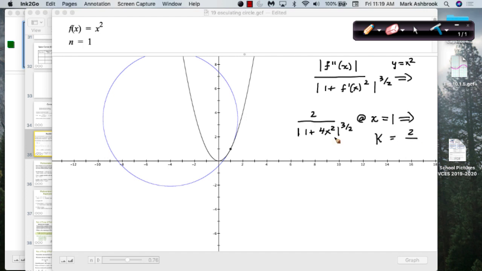2 over 1 plus 4 to the 3 halves. So 2 over 5 to the 3 halves, which is root 125, or 5 root 5. Is that 2 over 5 root 5? We good? Therefore, radius equals 5 root 5 over 2, 1 over the curvature.